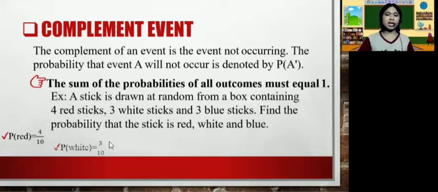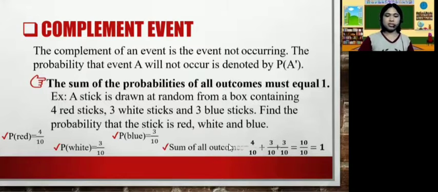And the probability that the stick is white is 3/10 because we have 3 sticks. And the probability that the stick is blue is also 3/10. It says here that the sum of the probabilities of all outcomes must equal 1. So let's add these possible outcomes: 4/10 plus 3/10 plus 3/10 equals 10/10 or 1.